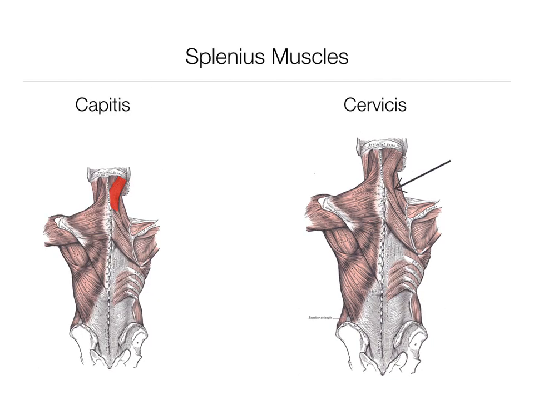So last but not least, we have the deep muscles. There are three groups of deep muscles: the splenius muscles, the erector spinae, and the transversospinalis muscles. These muscles help coordinate the movement of the trunk.